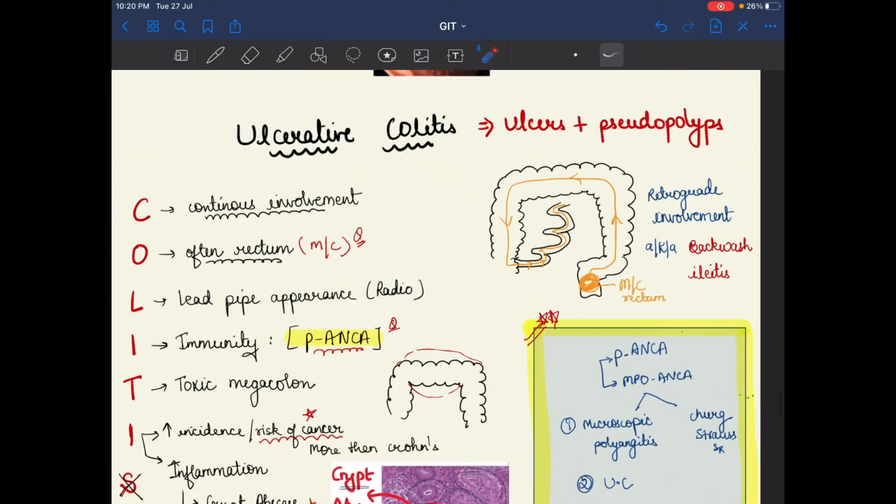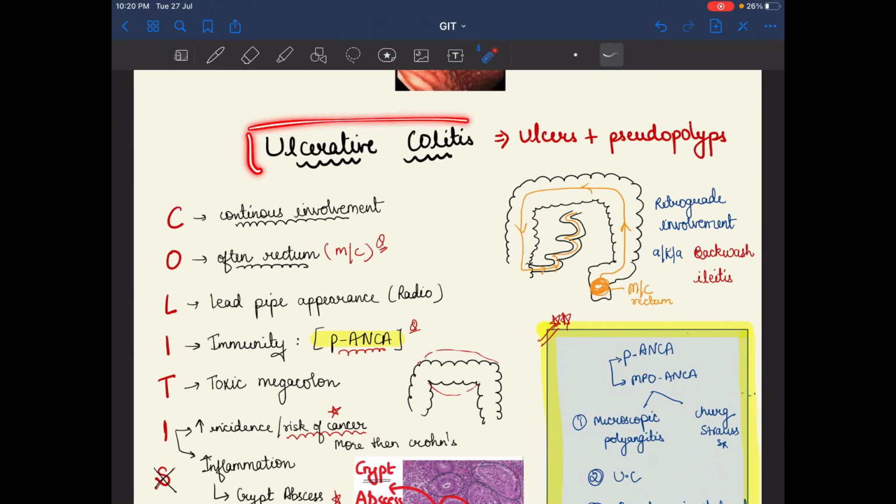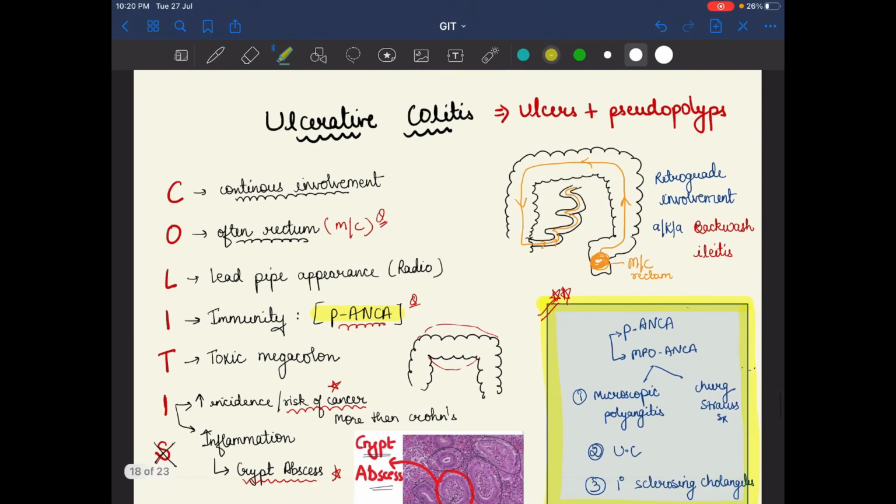After Crohn's, we have to study ulcerative colitis of the inflammatory bowel disease. So ulcerative colitis means there are ulcers present and pseudopolyps are also present. For ulcerative colitis, we have the mnemonic, that is COLITIS. So suppose this is our intestine: duodenum, jejunum, ileum.